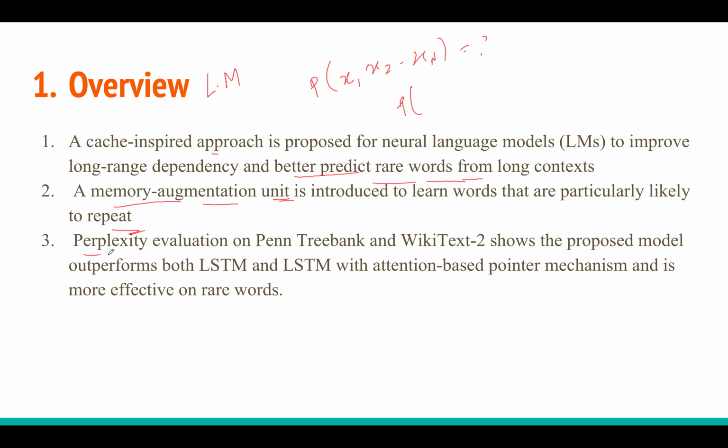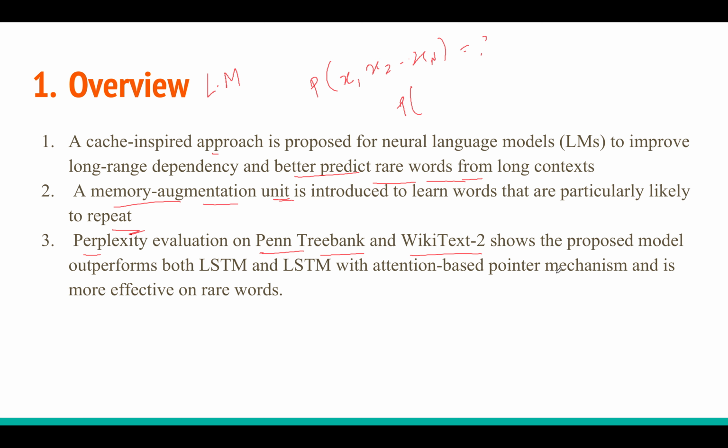And coming to the results, they have evaluated the perplexity, which is a standard metric which is used to evaluate the language modeling performances on different data sets. And in this paper they use the Penn Treebank and Wikitext2 data sets to evaluate the perplexity, so that they can compare this paper's idea with other ideas which are existing out there, right?